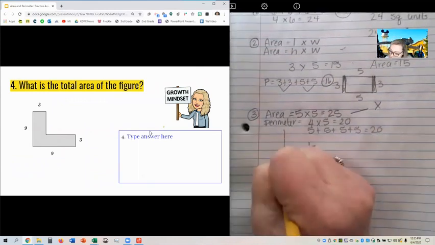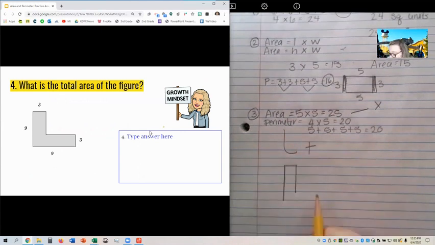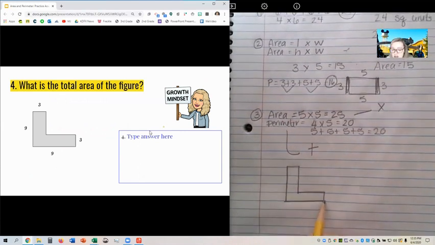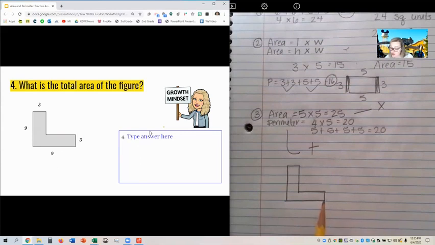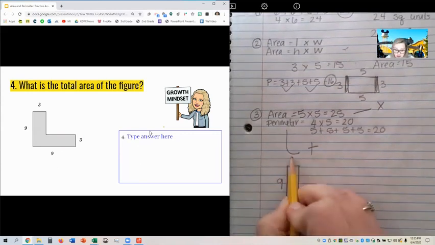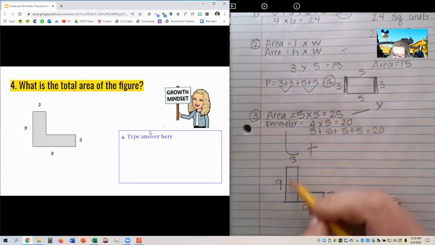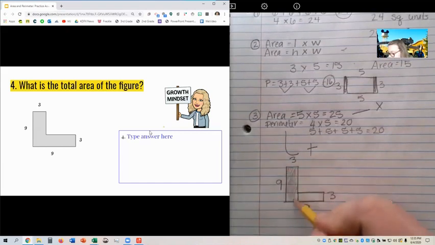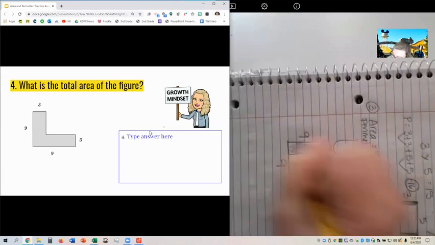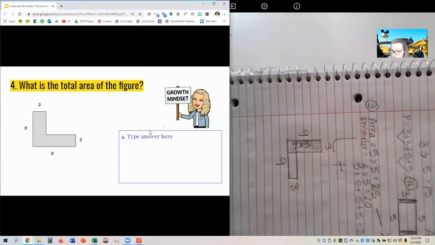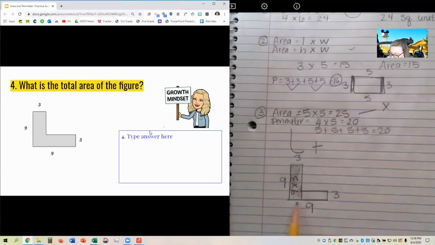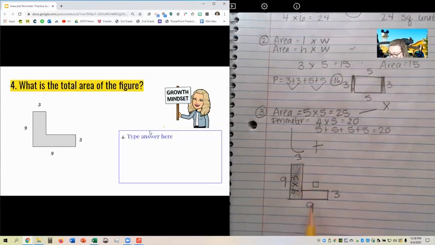This figure is one that we're going to have to break apart using our distributive property to help us break the figure into 2 equal groups. What's the total? So I'm just going to cut it right here and I'm going to go ahead and fill in the numbers. I see a 9, 3, 3, and 9. So I know that if I'm just looking at this figure right here, it would be the same as 9 times 3. And then if I'm looking at this figure, well, if this whole thing is 9, then I need to figure out what number plus 3 equals 9.